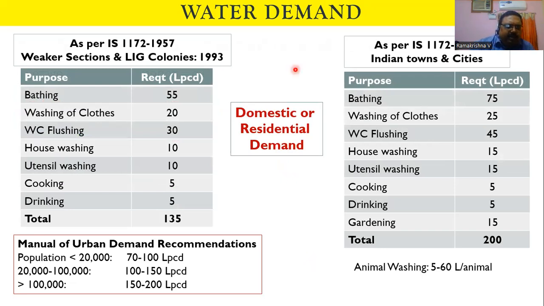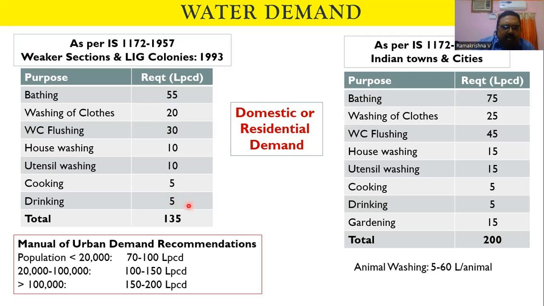So this is based on IS code 1172, and initially it was introduced in 1957, where the different purposes of water requirement are identified: bathing, washing of clothes, water closet flushing, house wash, utensil washing, cooking and drinking, making a total of 135. At that time, there were not many utilities in the houses. So based on that, some requirements have been identified throughout the country, and this is spread across all the seasons.